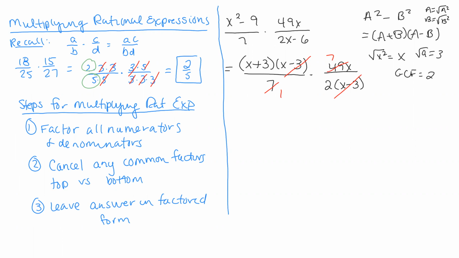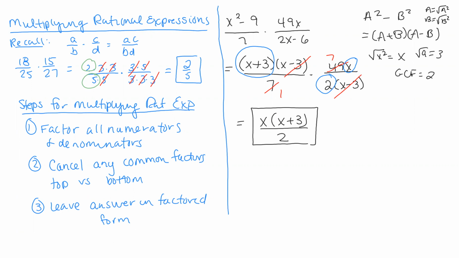So what do we have left? Well, in the numerator, I have an x and x plus 3. And then in the denominator, I have a 2. So my final answer in the numerator, I just get x times x plus 3. And then in the denominator, I get 2. And that's it. That's your final product, okay? And this is what I mean by leaving your answer in factored form. This x times x plus 3, leave it factored. You do not have to distribute the x. So just leave it as x times x plus 3 all over 2. Let's look at more examples.